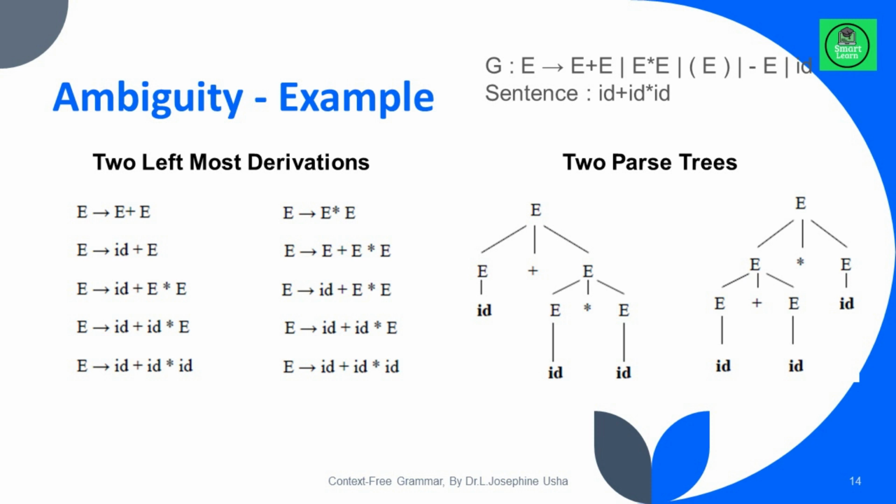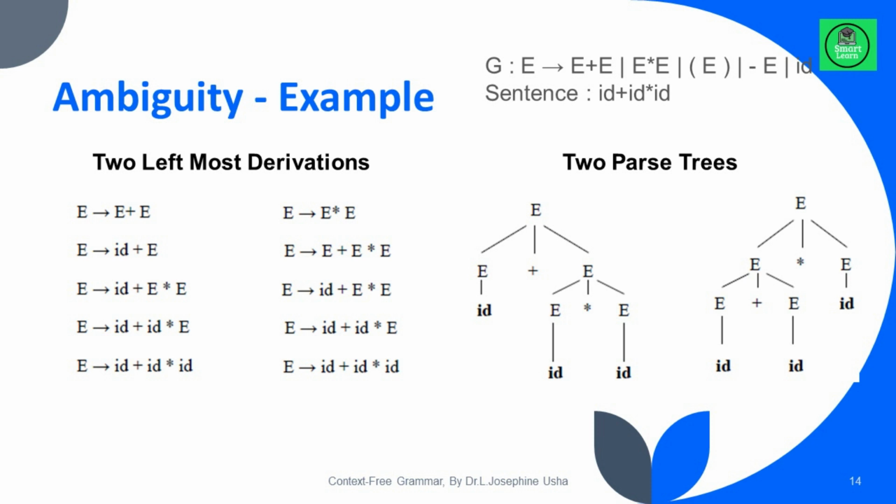For the sentence, I will first derive two leftmost derivations. Here, first I apply the first production, that is E tends to E + E. I am using the leftmost derivation, so at each step in the derivation, I have to replace the leftmost non-terminal with its production. At last, I will get id + id * id.